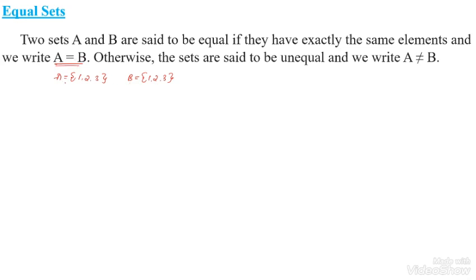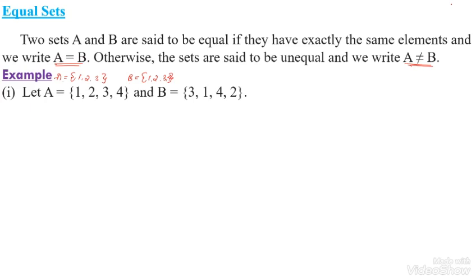If, for example, A = {1, 2, 3} and B contains another element 4, then A and B are not equal, because in the set B another element is there, that is 4. So both are unequal, and it can be represented as A not equal to B. Now let us discuss the examples.